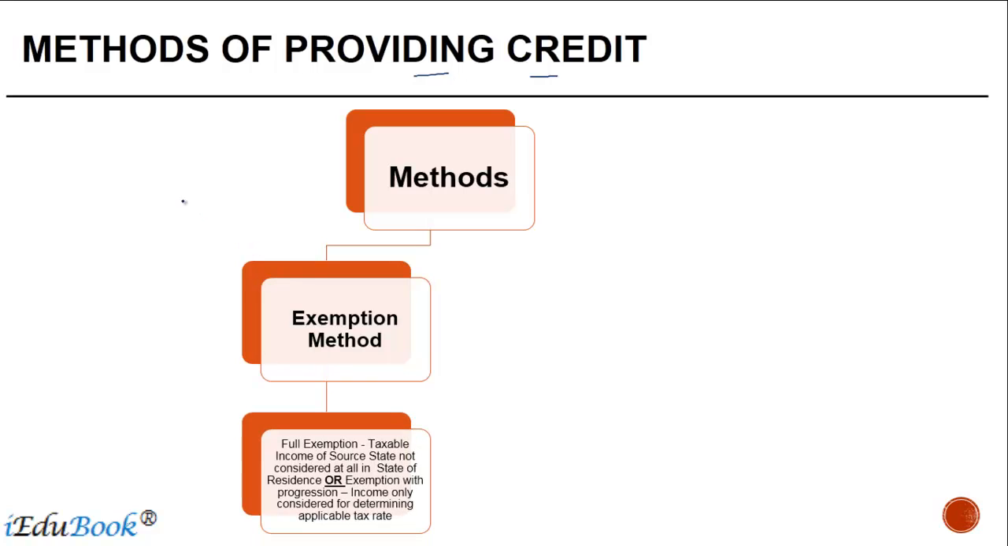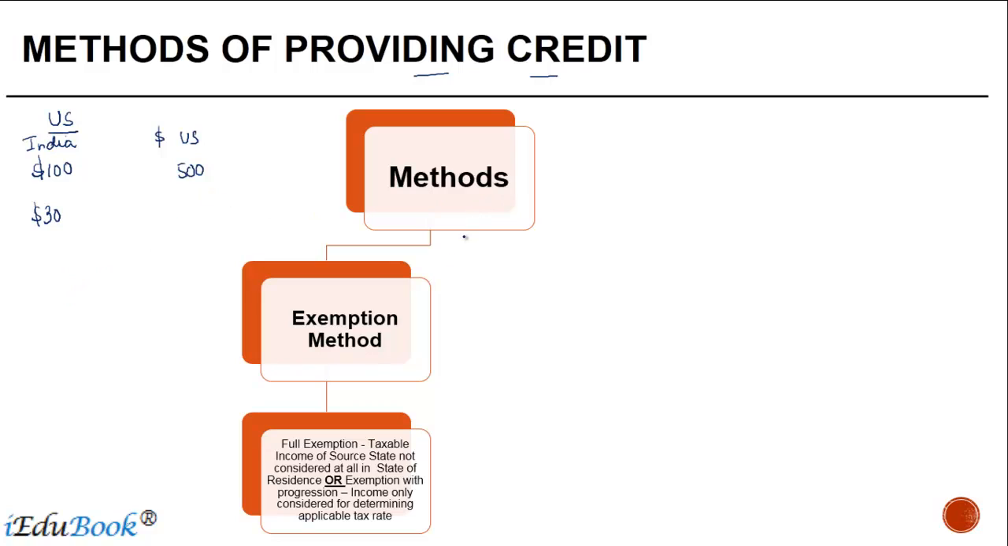In this case, let's take an example. Suppose there's a US tax resident. He has an income of $100 in India, and he has an income of $500 in the US. Under the exemption method, suppose he has paid taxes in India amounting to $30 on such income. So how would the exemption method work?